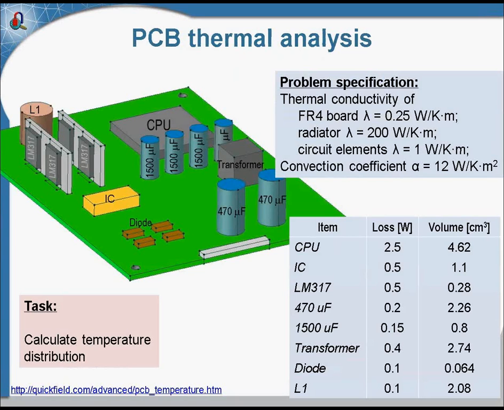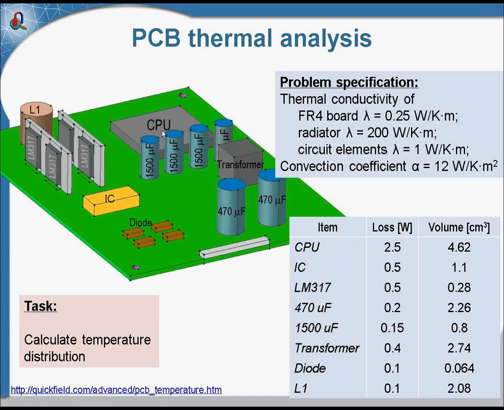Next example is the printed circuit board thermal analysis. Again, from this picture, you can guess that this model could be constructed using extrusion. The circuit board carries several circuit elements. Each element features its own thermal losses.